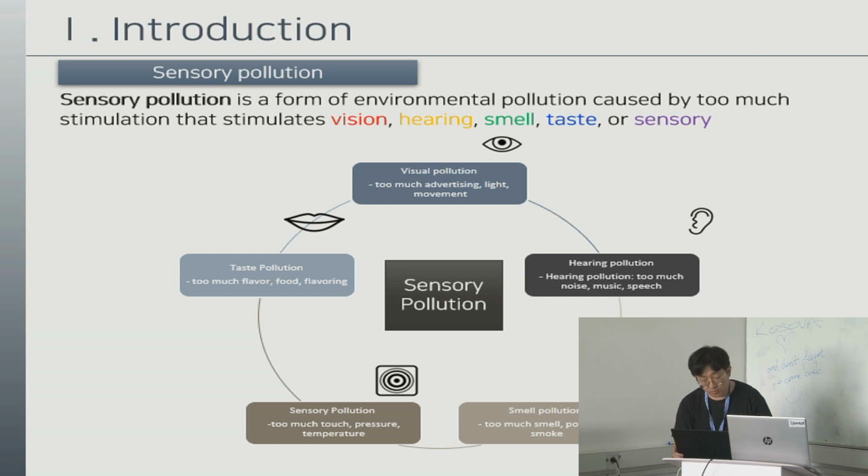Each has examples as follows. Visual pollution is too many advertisements, light, and movement. Auditory pollution includes too much noise, music, and voice. Smell pollution includes too much smell, pollution, and smoke. Taste pollution includes too much flavor and food. Sensory pollution is too much touch, pressure, and temperature. Among these examples, I would like to focus on the noise of auditory pollution.